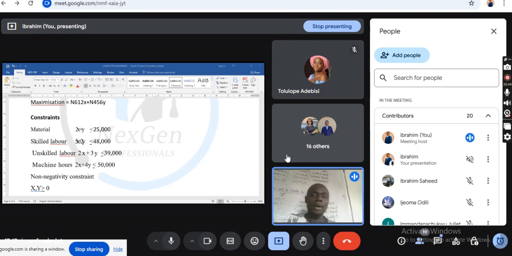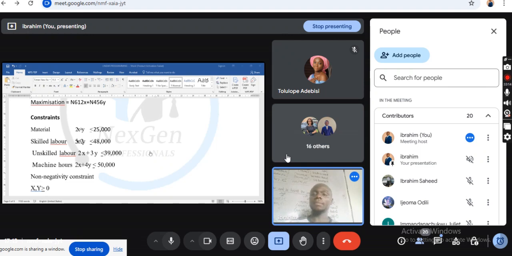And again, for skilled labor, you have 5x plus 2y greater than or equal to 48,000 hours. The 5x is 5 hours per unit. With that, you can bring in your unit from there. Class, you can bring in your unit from there. So therefore, based on your own discretion, we can use skilled labor and unskilled labor.